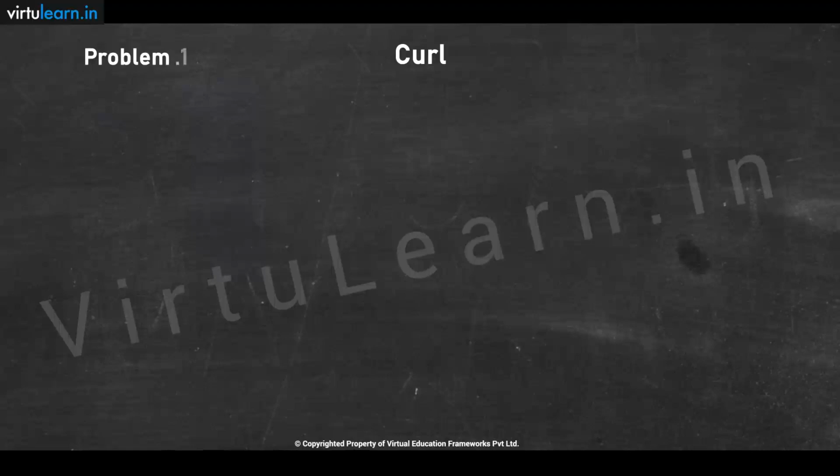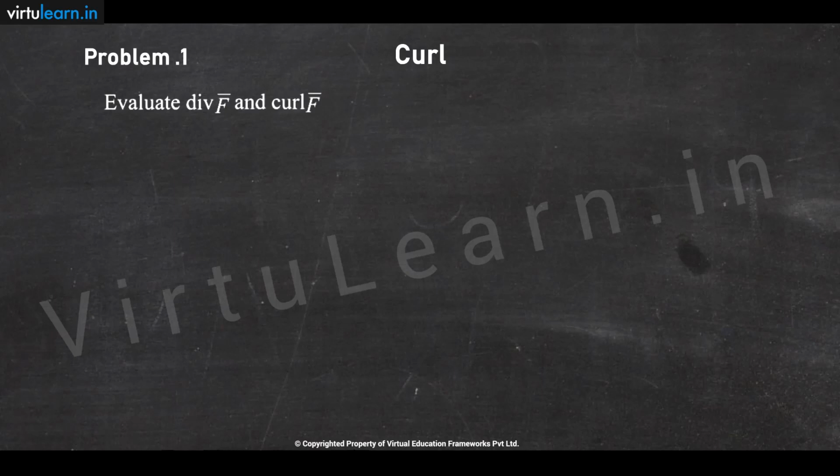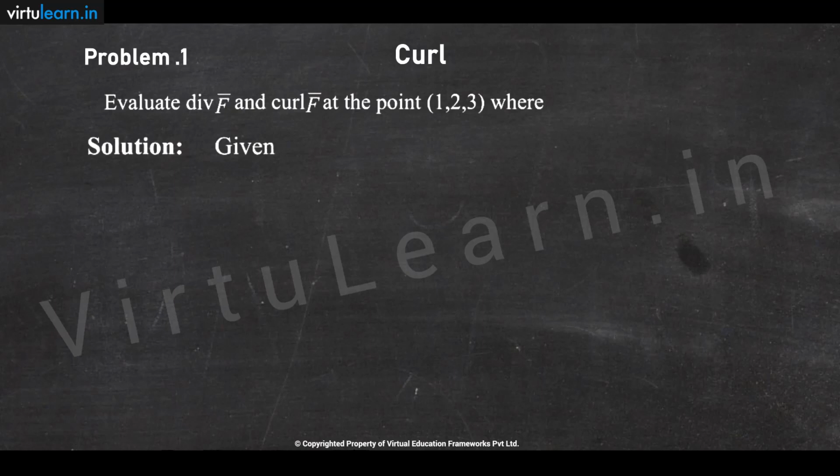Here we want to find out the divergence of f bar and curl of f bar for a given vector function, evaluated at the point 1, 2, 3. The vector function is f bar equal to x square yz i bar plus xy square z j bar plus xyz square k bar.